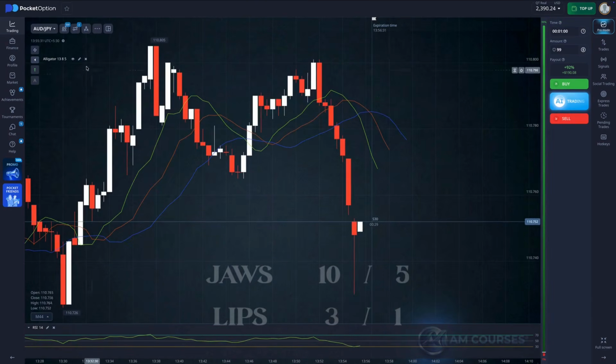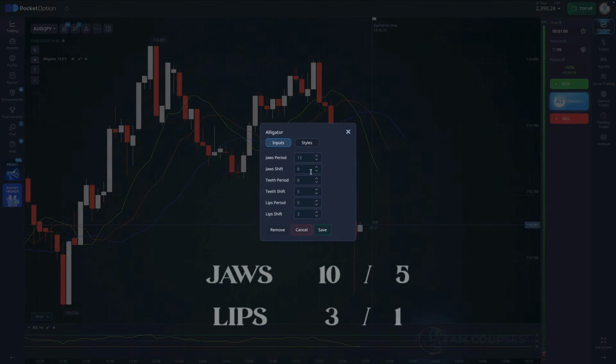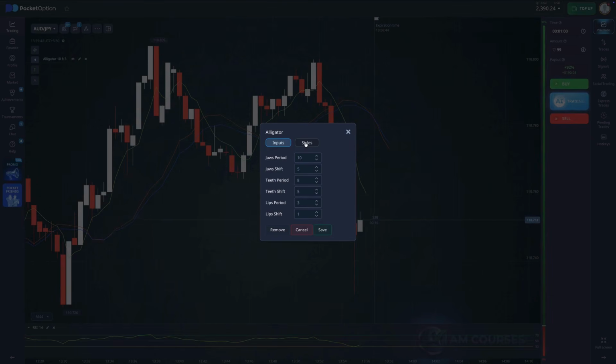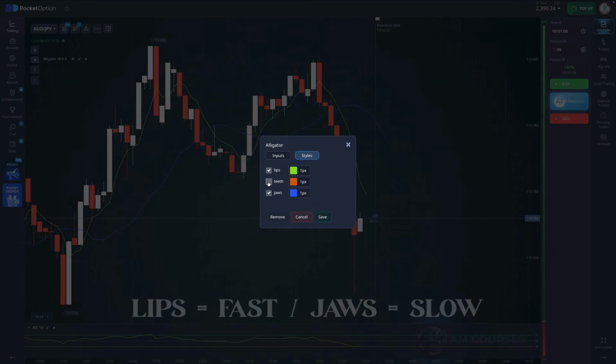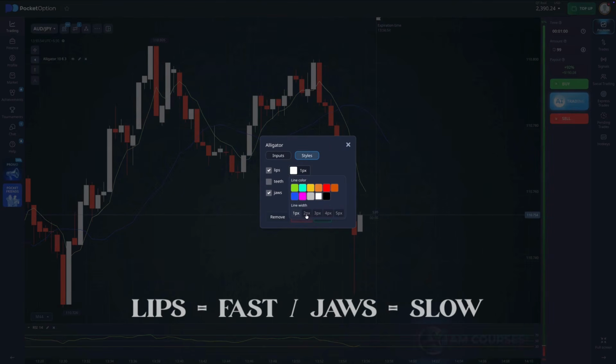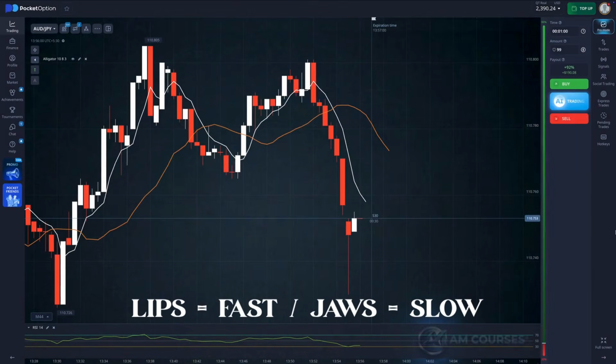Now, open the Indicators tab. We need 2 of them. The first one is the alligator. Set jaws period to 10, jaws shift to 5, set lips period to 3, lips shift to 1. Now go to Style. Turn the teeth line off completely. 2 lines are enough. The third one only adds confusion. Give the lips line one color and the jaws line a different color. Pick anything you can tell apart at a glance.